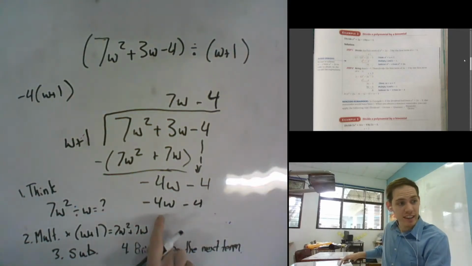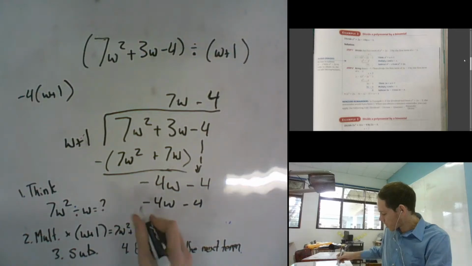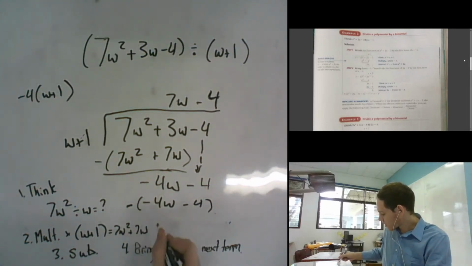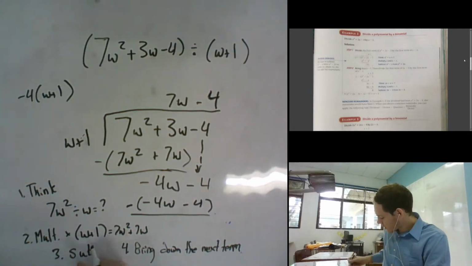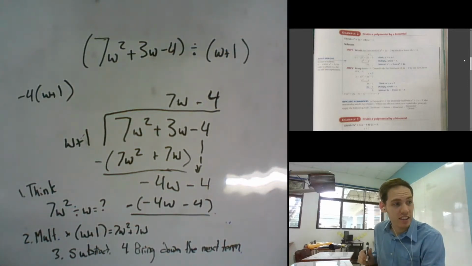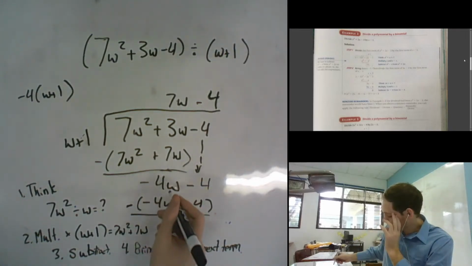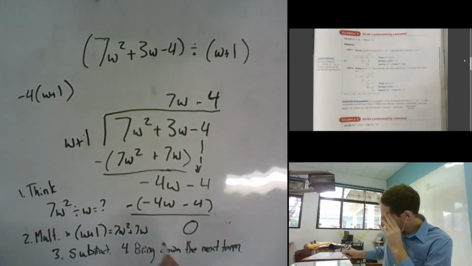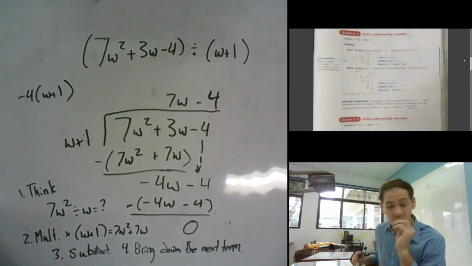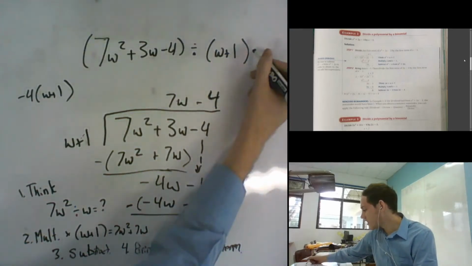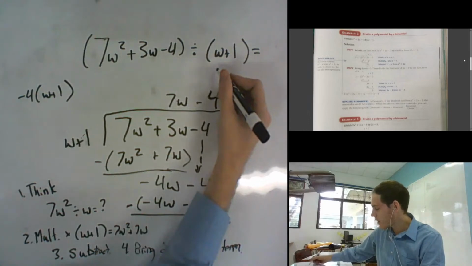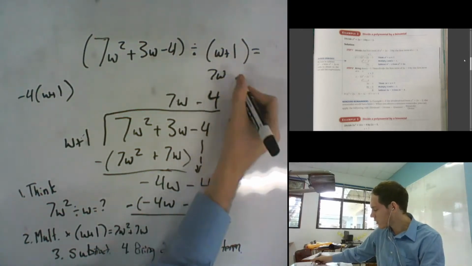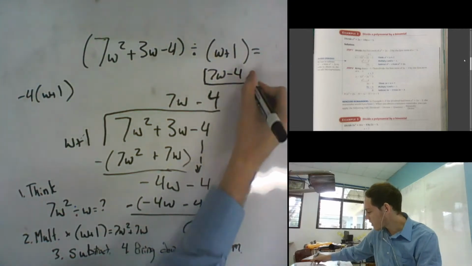And after we've written that below, what's our step 3? Subtract. So we're going to subtract this from above, we get 0 and 0. So we know that 7w squared plus 3w minus 4 divided by w plus 1 is equal to 7w minus 4. That is our answer right there.